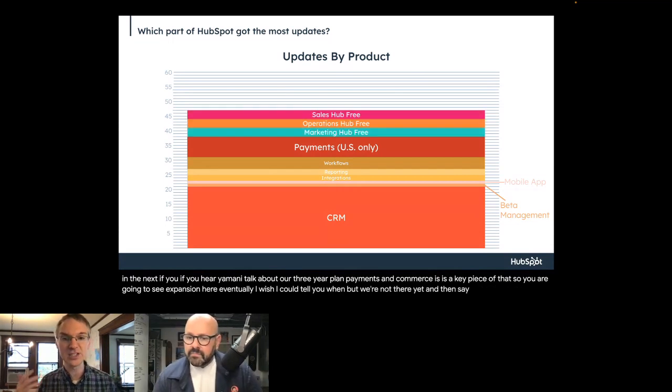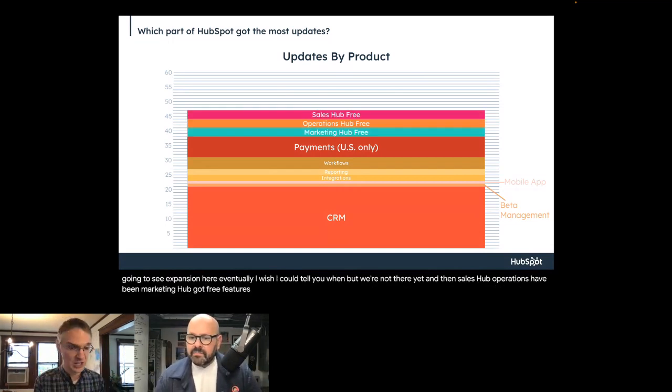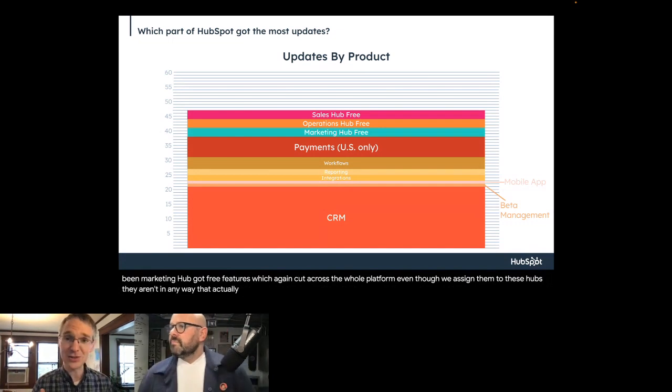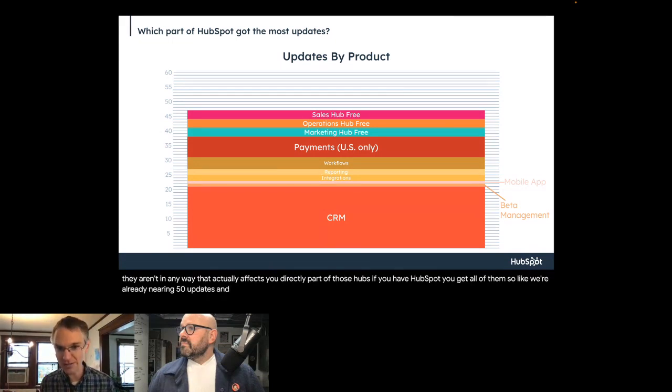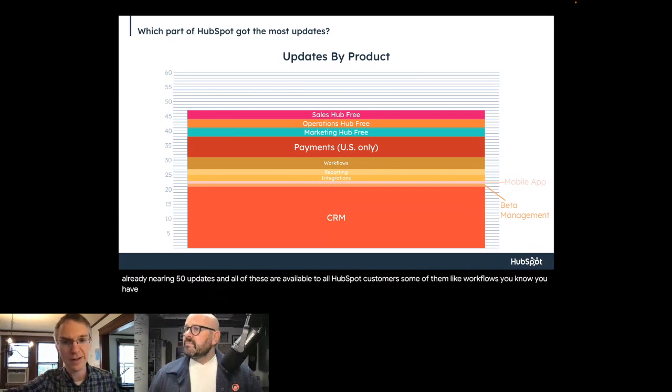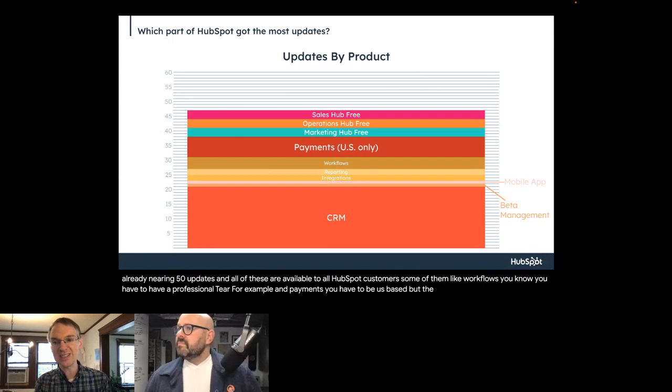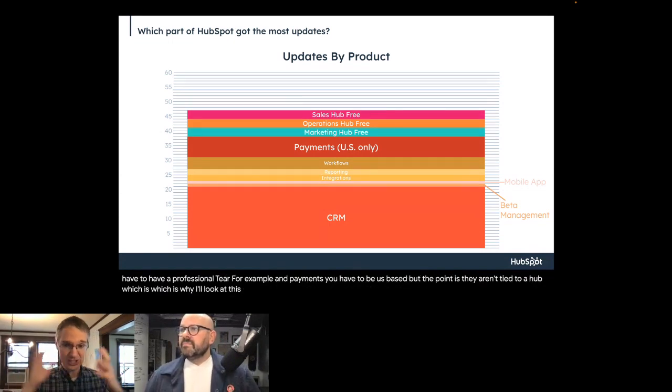And then Sales Hub, Operations Hub, and Marketing Hub got free features, which again, cut across the whole platform. Even though we assign them to these hubs, they aren't in any way that actually affects you directly part of those hubs. If you have HubSpot, you get all of them. So like we're already nearing 50 updates, and all of these are available to all HubSpot customers. Some of them, like workflows, you have to have a professional tier, for example, and payments, you have to be US based. But the point is they aren't tied to a hub, which is wild. Look at this investment in just the platform.